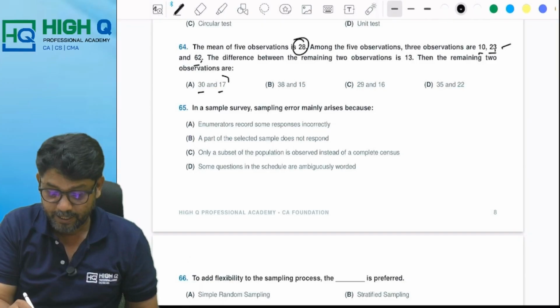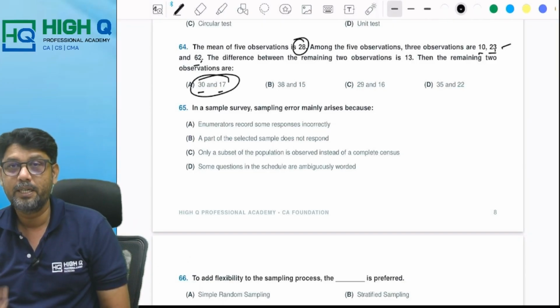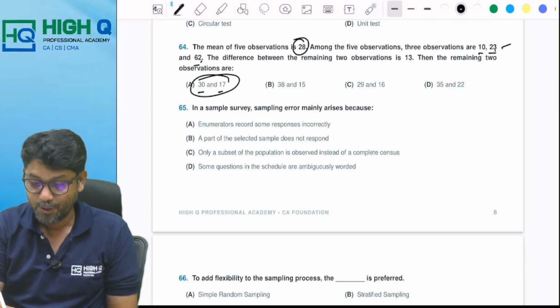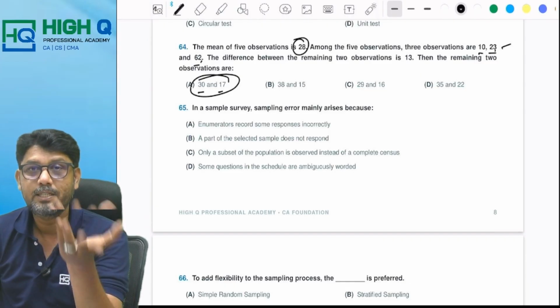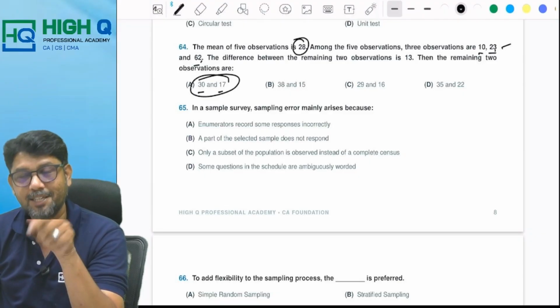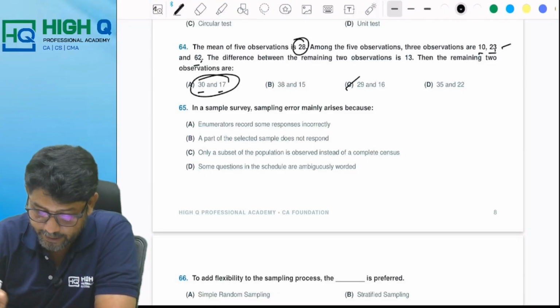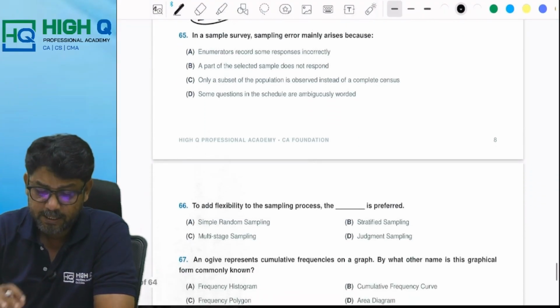It is already a multiple of 5. I need another multiple of 5. When I add this, I'm getting a prime-type number, so I don't want to use this. 29 and 16, which is 30, 45. It's a multiple of 5. So this could be my answer. That's what I guessed. So option C is the right answer.